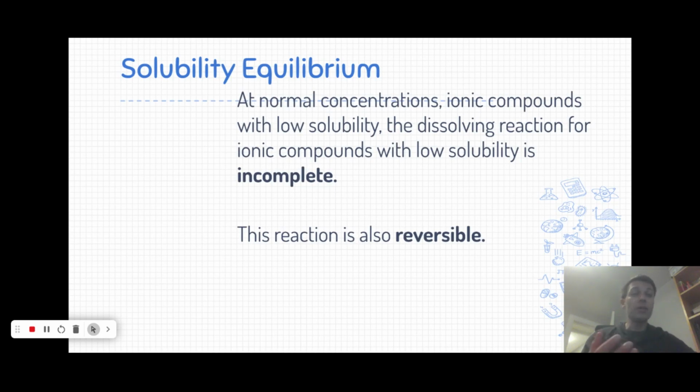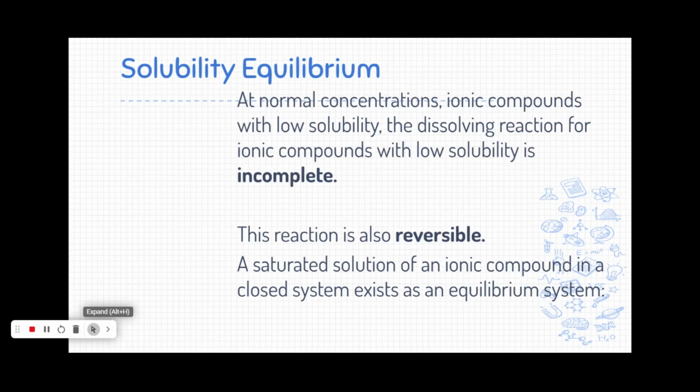How do we know that? Well, a precipitation reaction is just the reverse of the dissolving reaction. Precipitation of an ionic compound is the ionic compound coming out of solution and forming a solid again. We see some of our conditions for chemical equilibrium here, and it turns out that when we have a saturated solution of an ionic compound in a closed system, we have an equilibrium system.